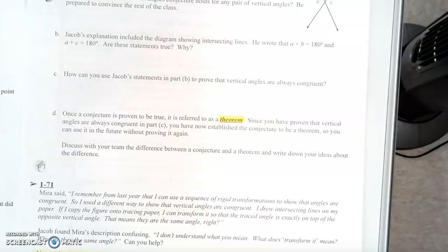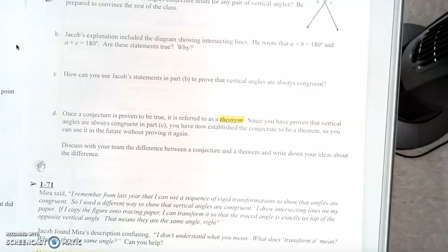Once a conjecture is proven to be true, it is referred to as a theorem. Since you have proven that vertical angles are always congruent, you have now established the conjecture to be a theorem, so you can use it in the future without proving it again. Discuss with your team the difference between a conjecture and a theorem and write down your ideas about the difference.